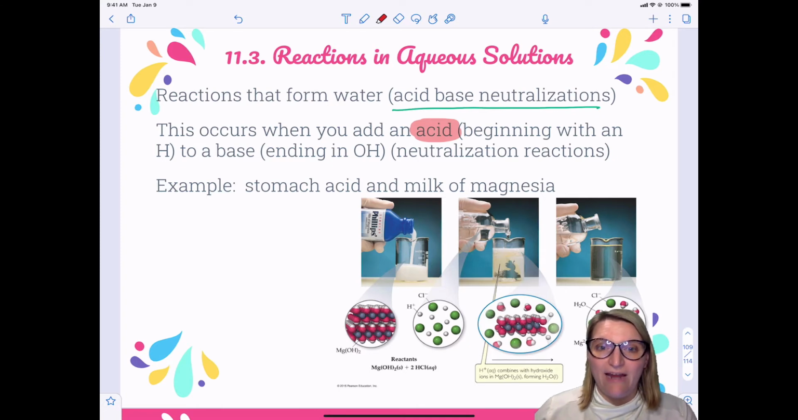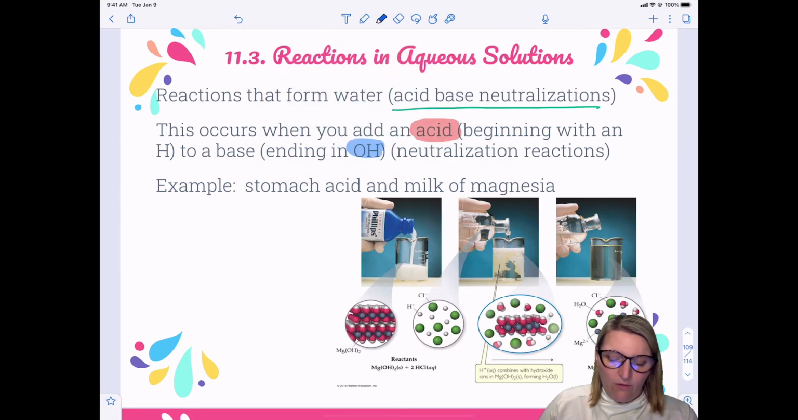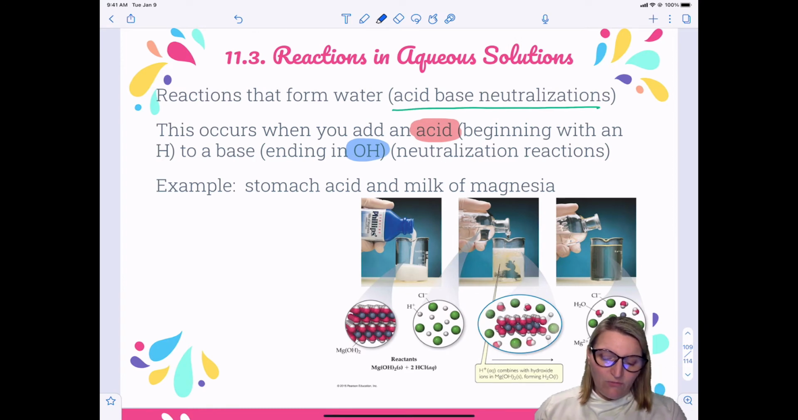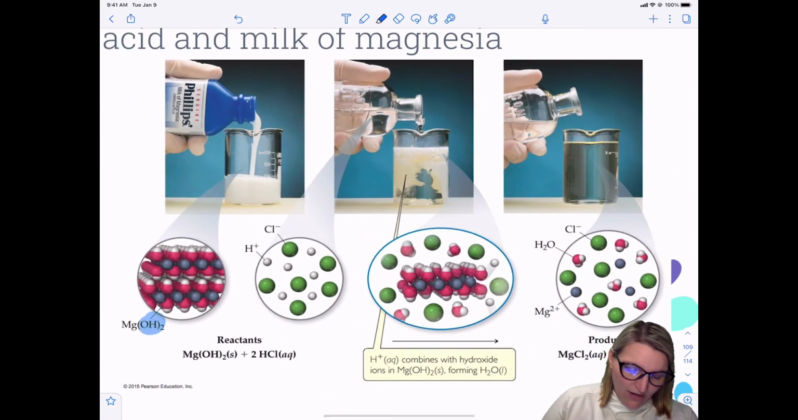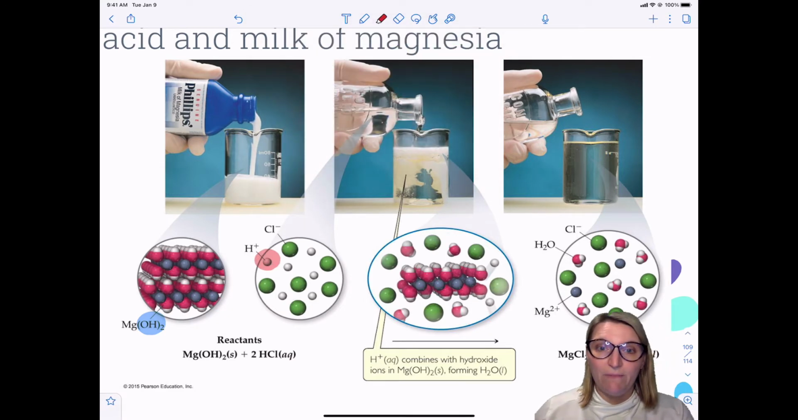an H+ or an H: HCl, HBr, HI, H2SO4, HNO3. A base generally ends in OH−: NaOH, KOH, Ca(OH)2. When those two mix together, as you can see from this reaction down here, the OH from the base and the hydrogen from the acid come together to form water molecules. Water molecules have a neutral pH. And so the acid and the base, when they come together, neutralize.